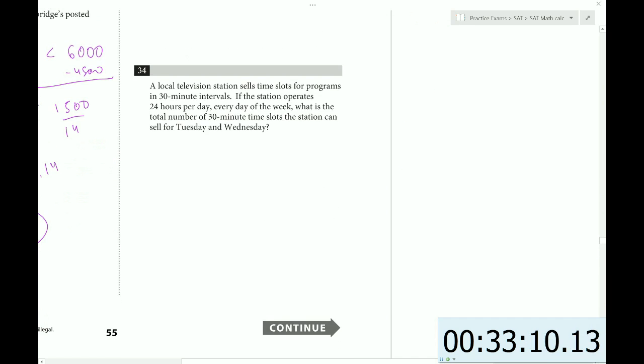A local TV station sells time slots for programs at 30-minute intervals. If the station operates 24 hours per day, every day of the week, what is the total number of 30-minute time slots the station can sell for Tuesday and Wednesday? So we have 2 days. All right. How many 30-minute slots are there in 2 days? Well, let's see. 2 days is 48 hours. So how many half hours are there? There are 96 half hours.